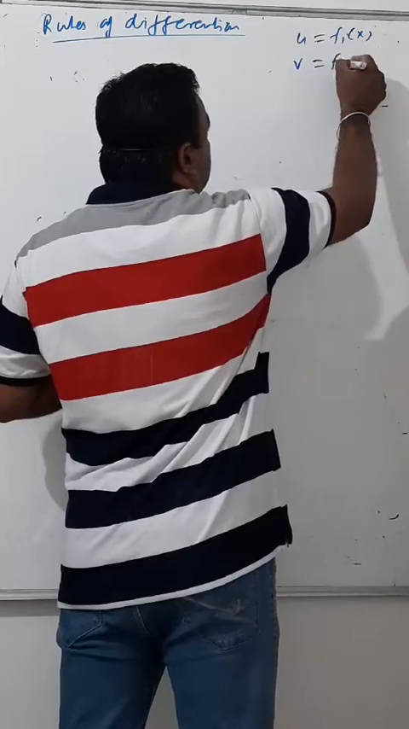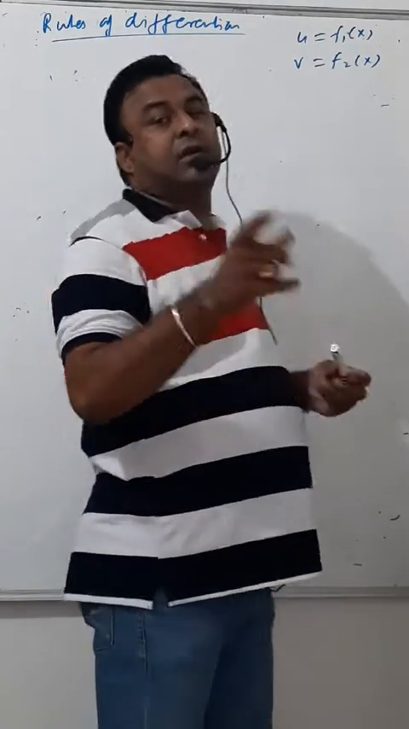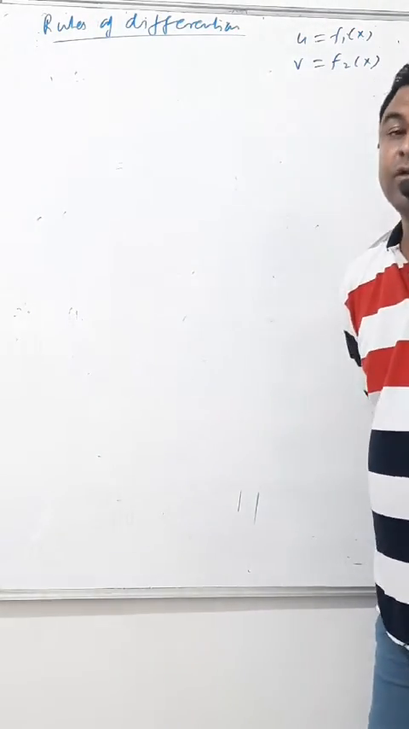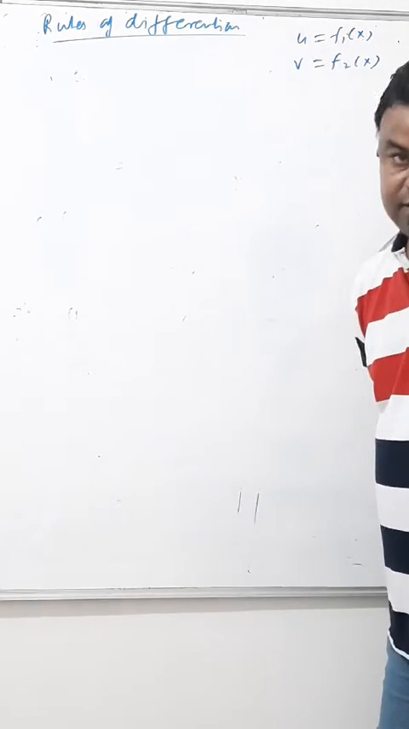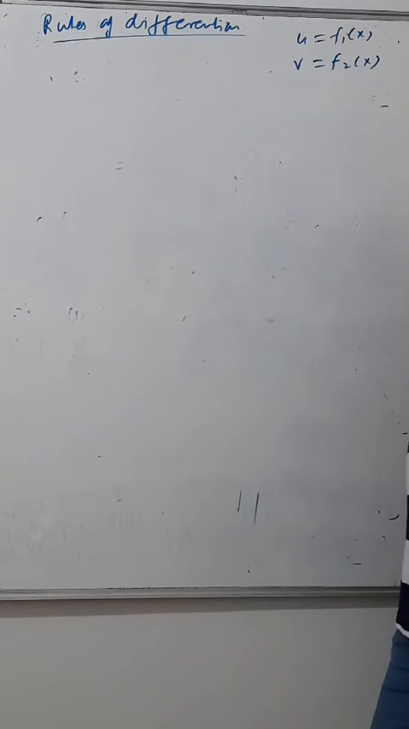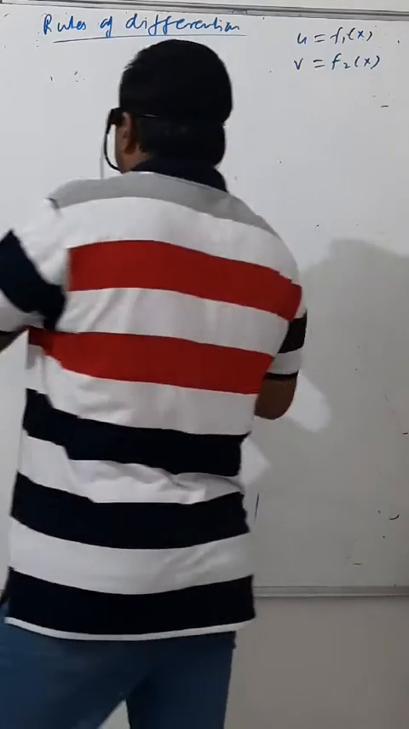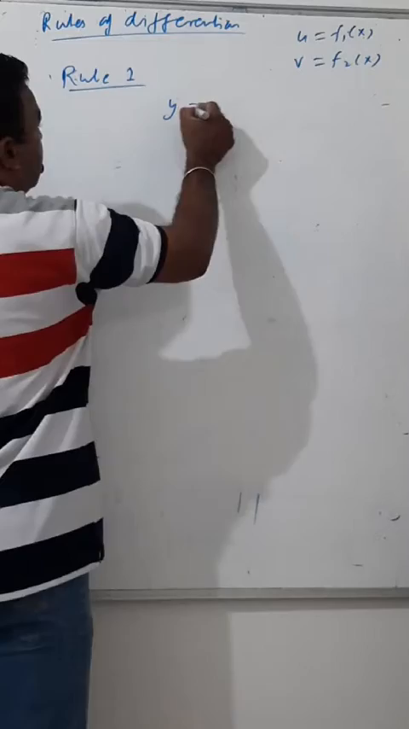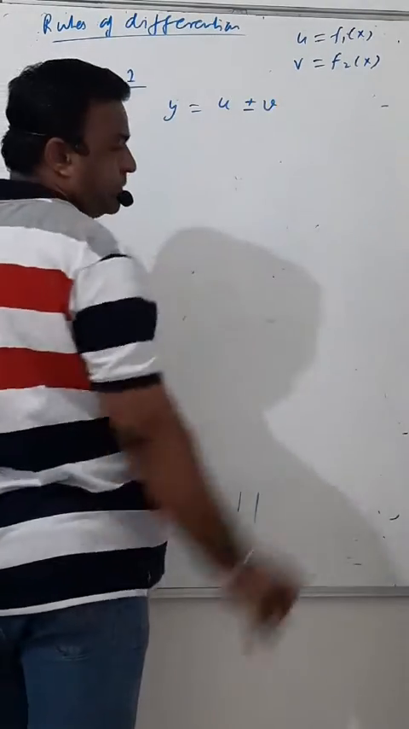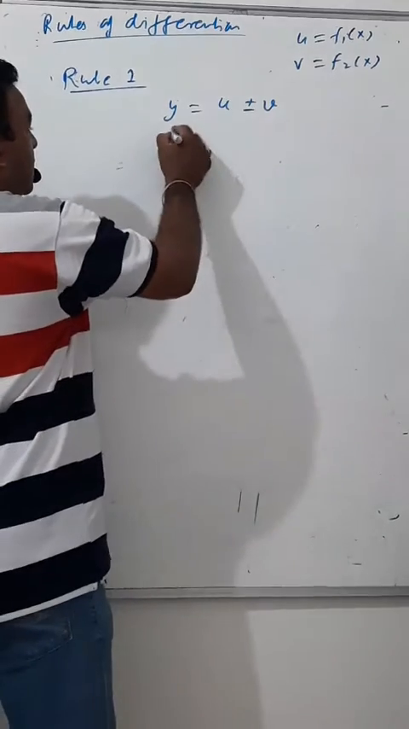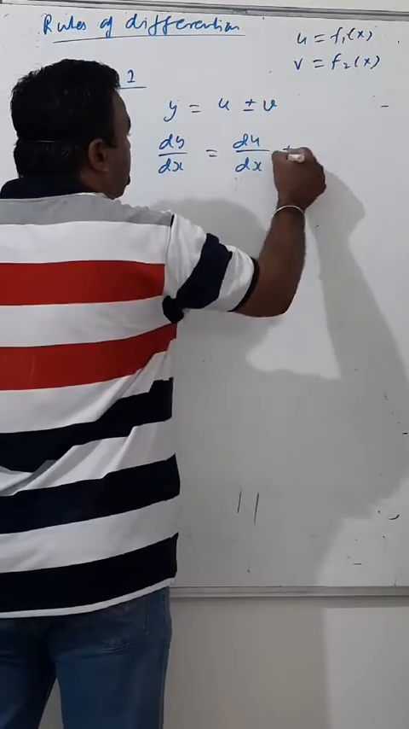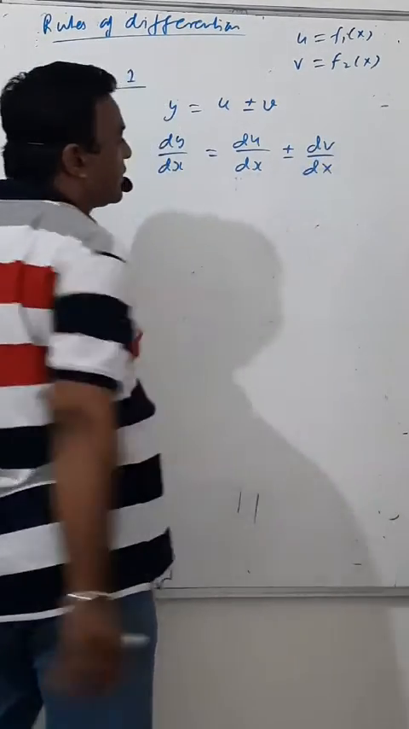Suppose I have u is f1(x), v is f2(x). u is one function of x and v is another function of x. It can be like that u is x square and v is sin x, or u is x square and v is x cube, whatever, but these two are different functions of x. Then rule 1: if you have y is equal to u plus minus v, either plus or minus, then dy by dx is du by dx plus minus dv by dx.